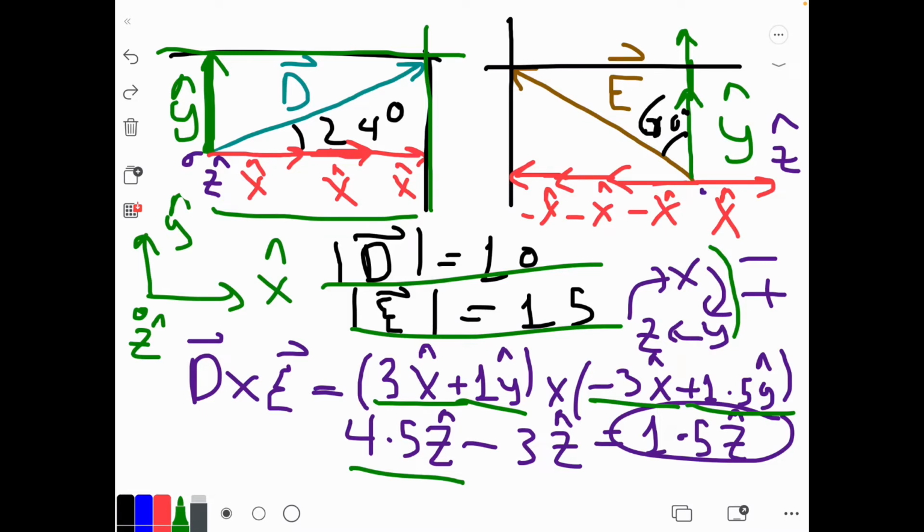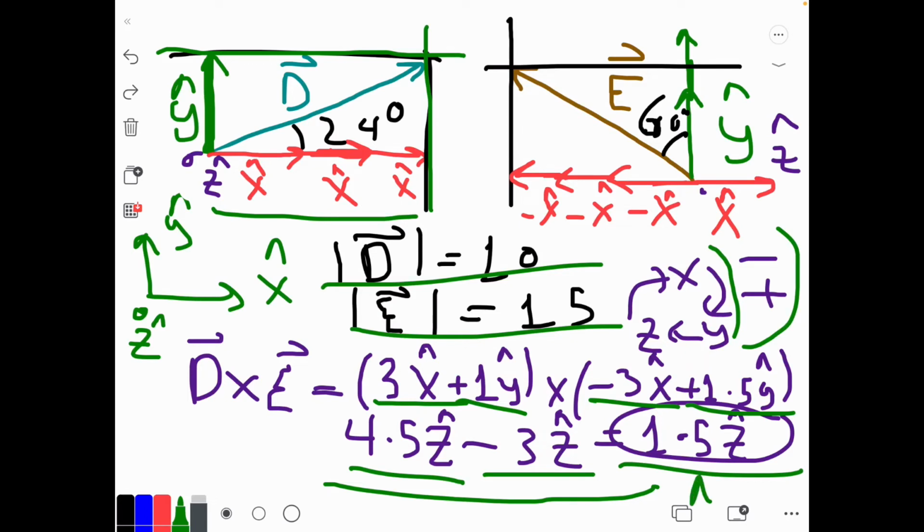Now the other way is I have to use 1 y hat and cross a negative 3 x hat. So I'm going from y to x, so I'm going to get negative because I'm going against the circle. So I'm going to get negative 3 z hat. Now that I'm doing that, I'm going to get 4.5 z hat minus 3 z hat, which gives 1.5 z hat for my vector. So I'm going to get 1.5 z hat. So that's one of the ways that I want to get.